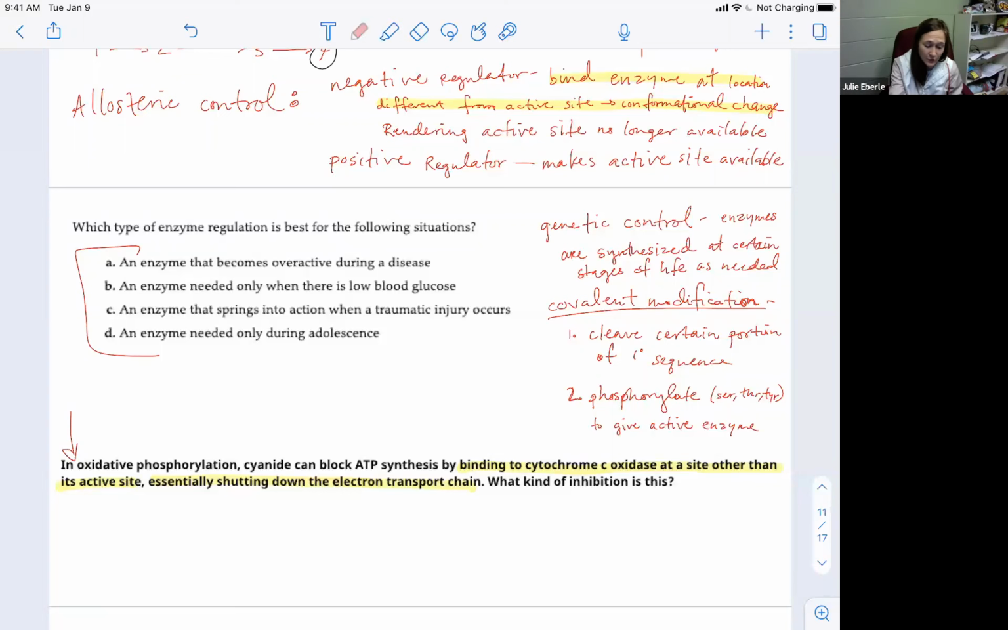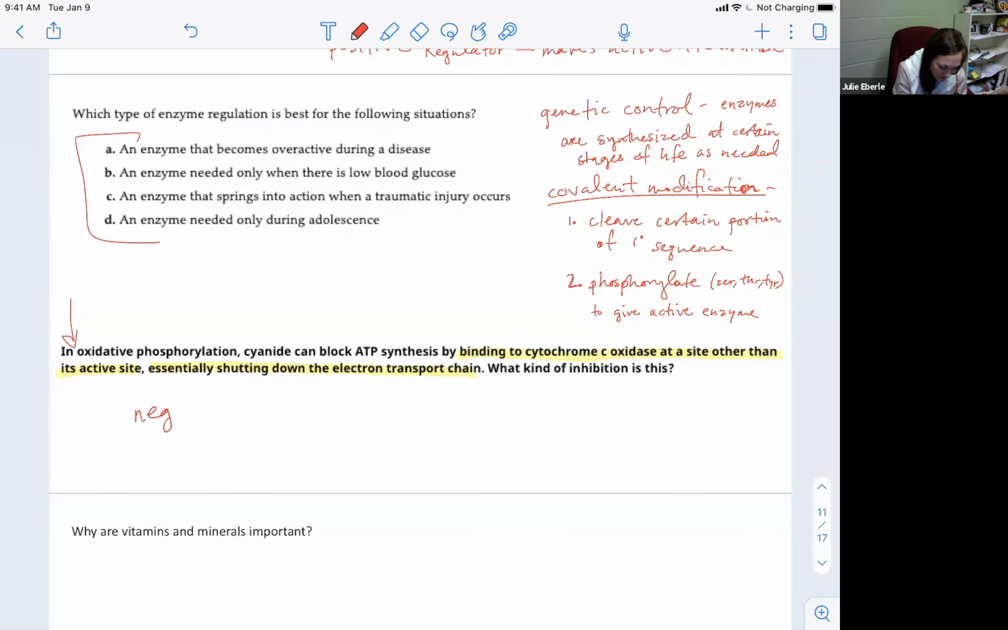Yeah, so without any other additional information, I think this is the best choice because it doesn't say that it binds the enzyme substrate complex. So we can't necessarily say that it's uncompetitive inhibition. It says it does not bind the active site, so it's definitely not competitive inhibition or irreversible inhibition. So allosteric control would be the best bet here.